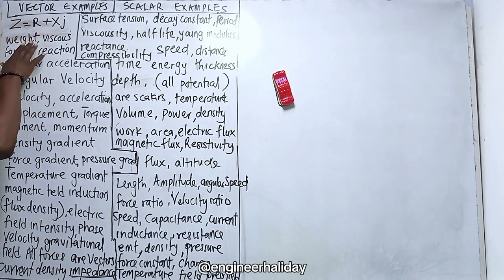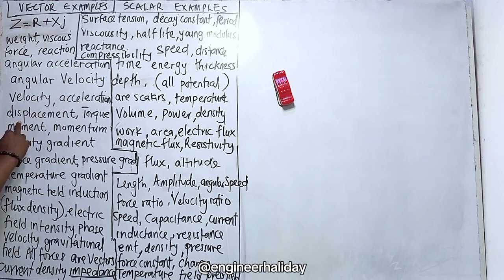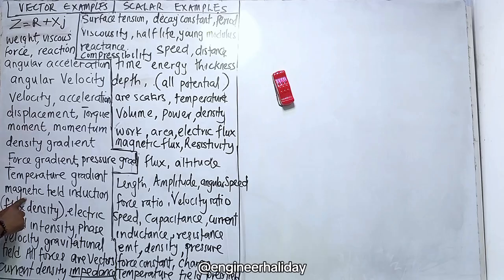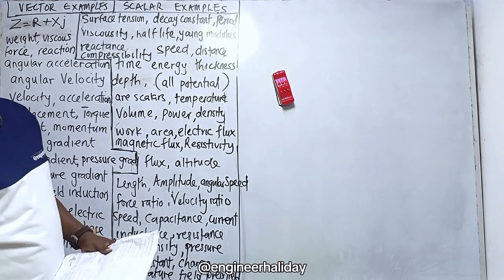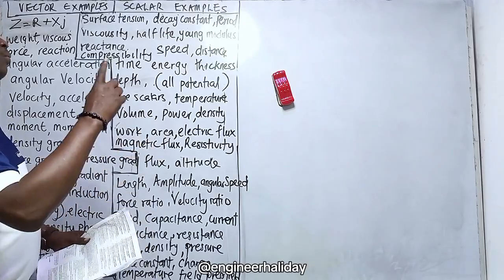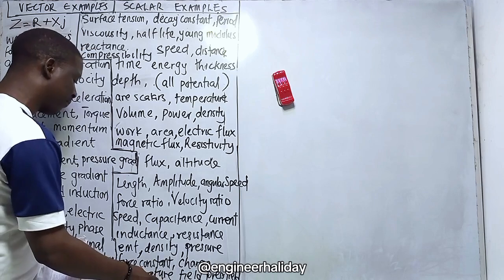Now, look at this now. Weight, viscous force, reaction, angular acceleration, angular velocity, velocity, acceleration, displacement, torque, moment, momentum, density gradient, force gradient, pressure gradient, temperature gradient, magnetic field induction or flux density, electric field intensity, phase velocity, gravitational field, and all forces are what? Vectors. Most vector fields are vector, but most scalar fields are what? Scalar. Examples of scalar field are pressure field, temperature field.